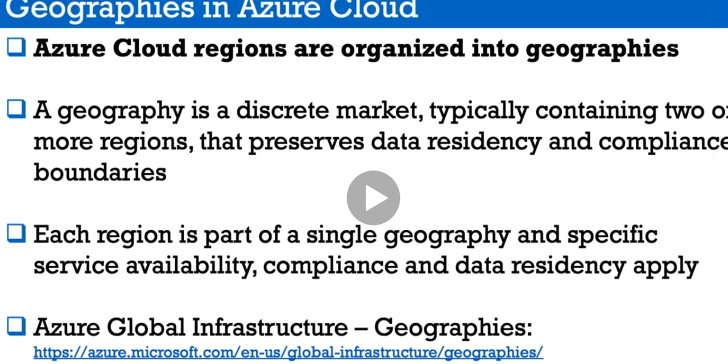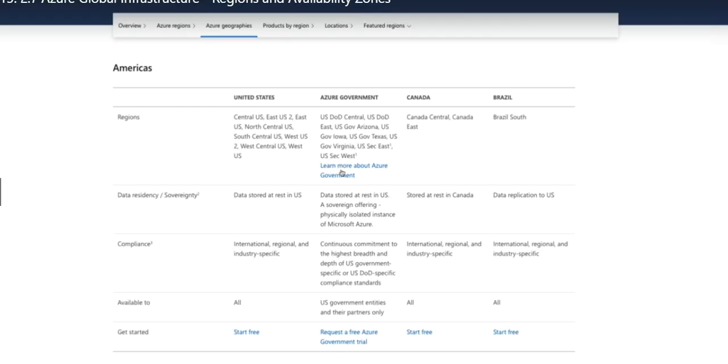So the geographies in Azure: cloud regions are organized into geographies. It's a discrete market, typically containing two or more regions to preserve data residency and compliance. So think of it like North America, where Canada and USA and Mexico. So each region is part of a single geography and specific service availability, compliance, and data residency apply. So these are the regions. We got United States and Canada and Brazil.